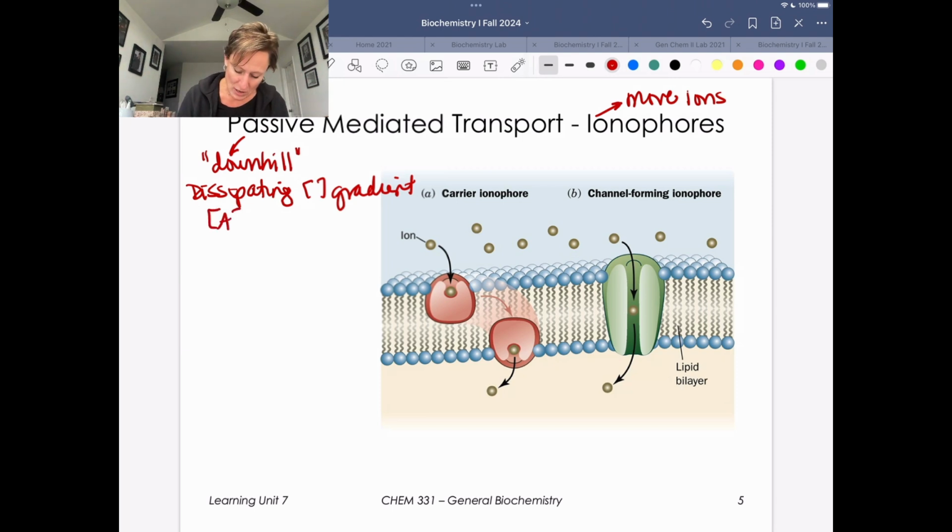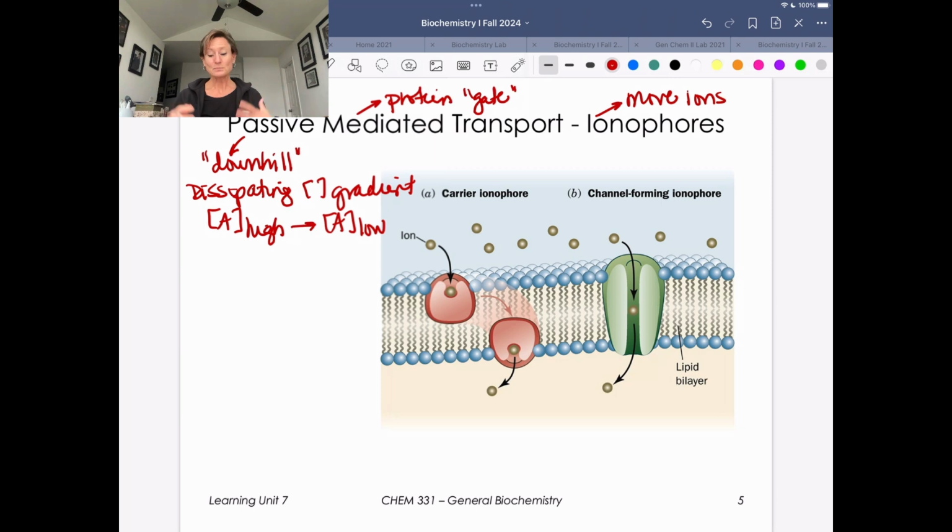We are going to be taking whatever substance, let's call that substance A, and moving it from the high concentration side to the low concentration side. So again, that's the definition of passive. All of these systems that we're going to be talking about, since we're talking about specific molecules, proteins, and so forth, that facilitate, are going to be mediated processes, meaning that we need a protein gate in order to facilitate that. So this section is going to be talking about ionophores, which are passive mediated transporters.